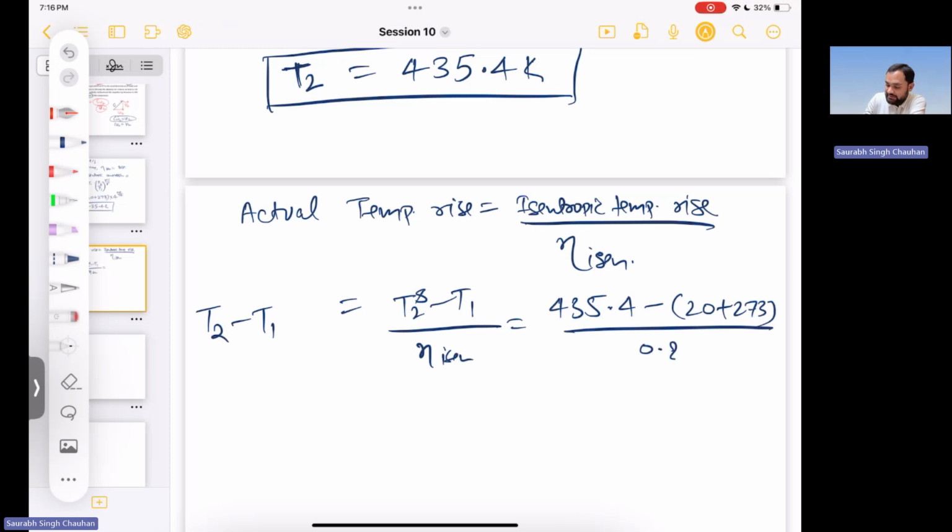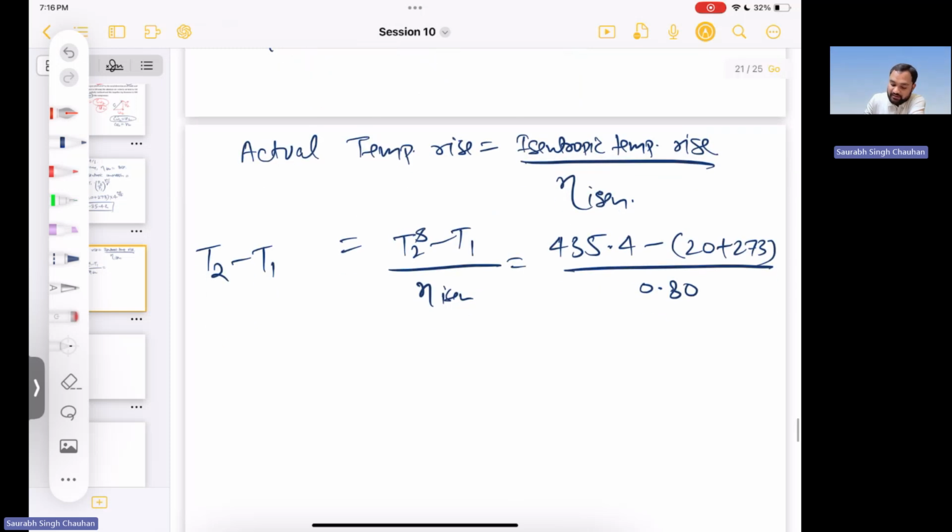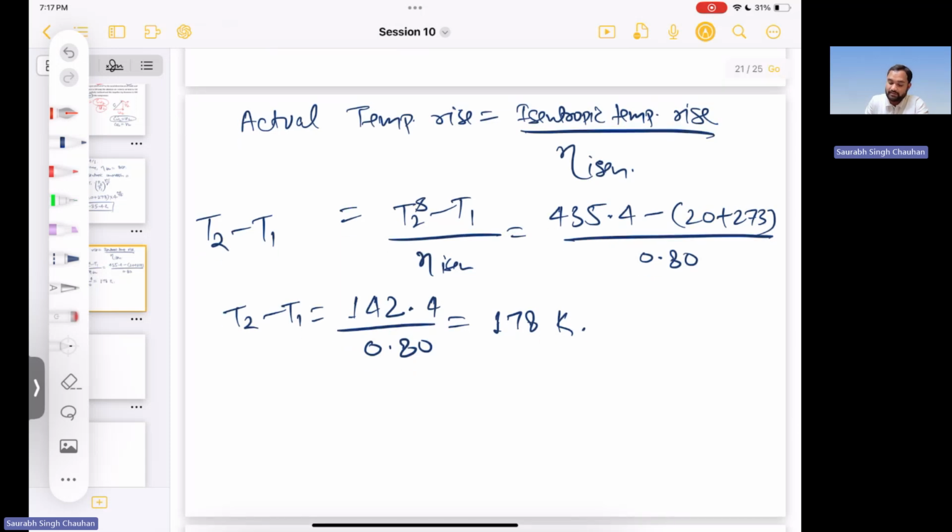Divided by isentropic efficiency, which is 80%. So T2 minus T1 will be 142.4 divided by 0.80, which should be equal to 178 Kelvin. Okay, so this is the temperature rise, T2 minus T1.